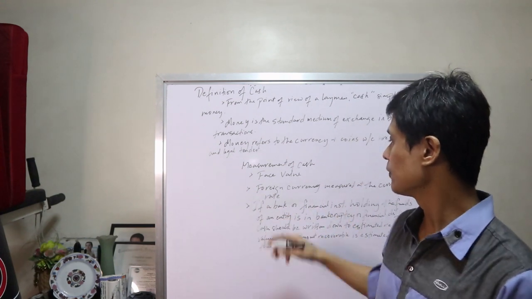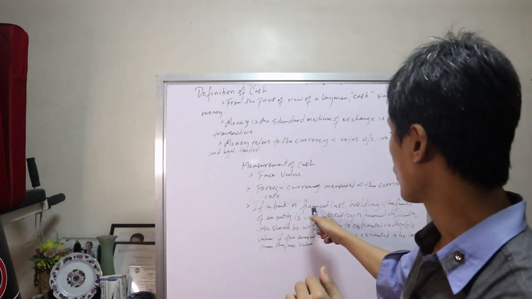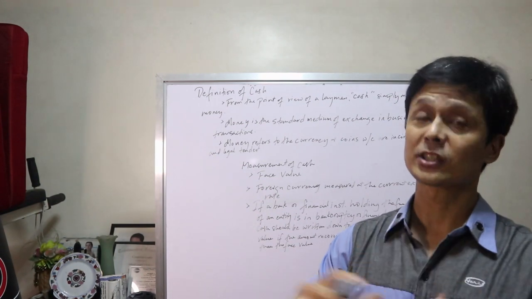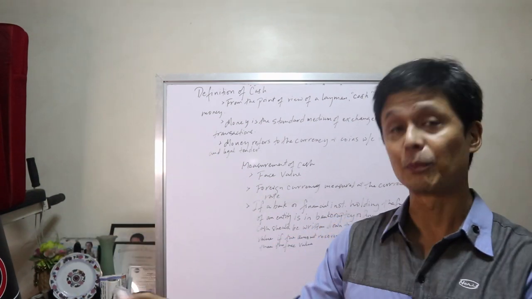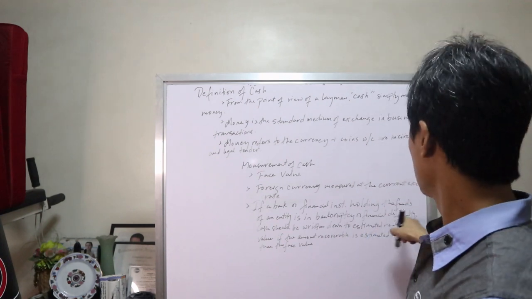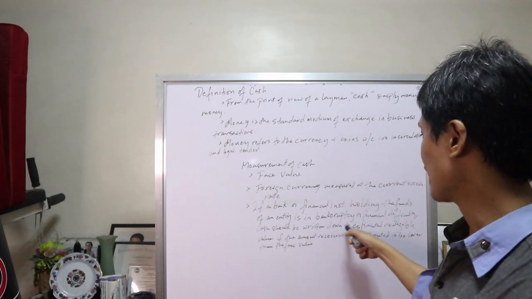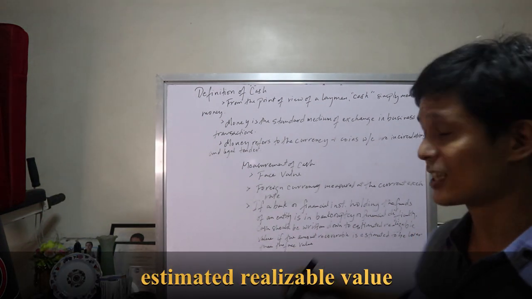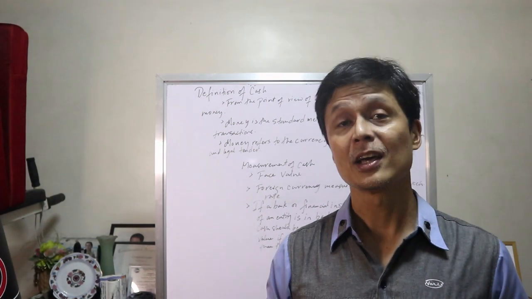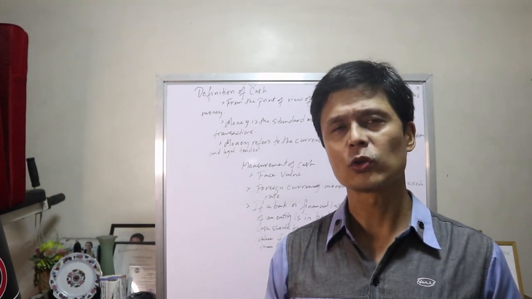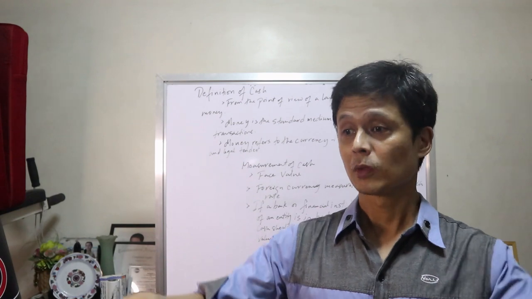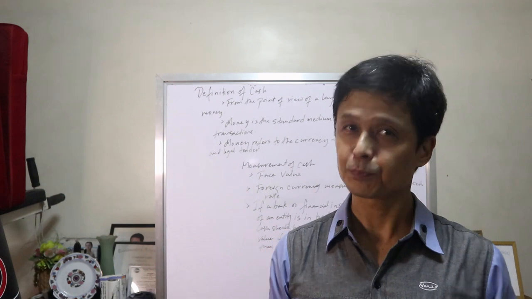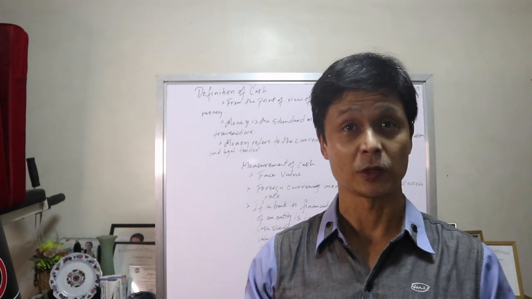Now, the last one, if a bank or financial institution holding the funds of an entity, for example, the entity is in distress or, in other words, on the brink of bankruptcy, or in financial difficulty, cash should be written down to estimated realizable value if the amount recoverable is estimated to be lower than the face value. So, this is typical of companies whose money in the bank is normally under guardianship in that bank.